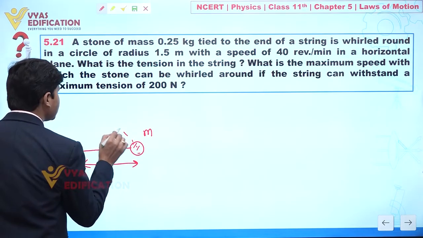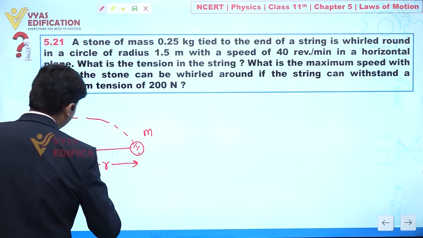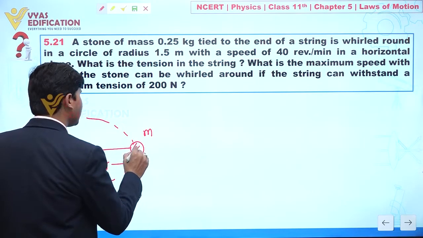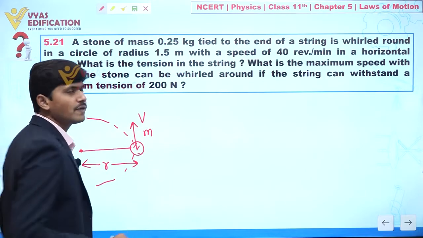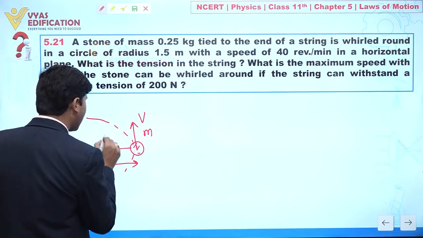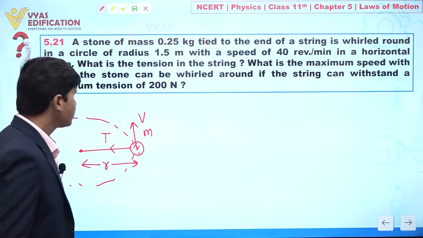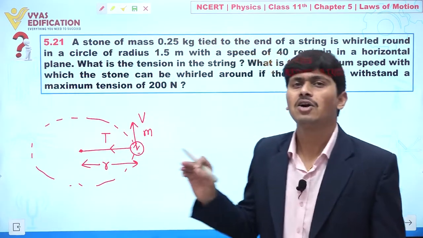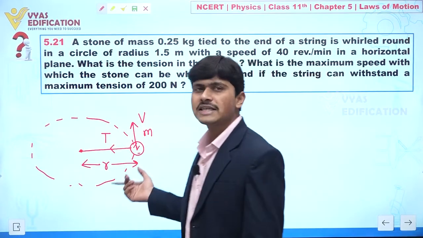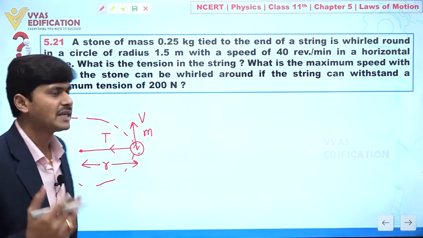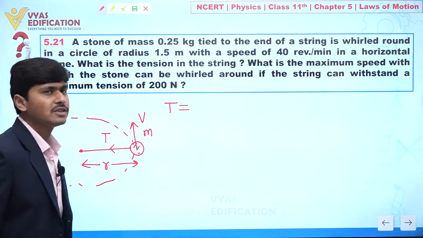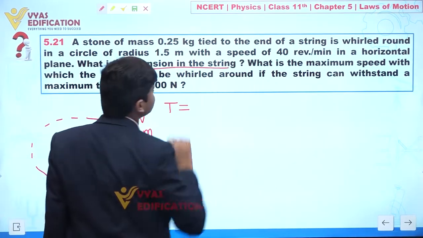Now let's suppose this is moving in a horizontal circle like this. When this stone is moving in a horizontal circle, definitely we can say in this string we have tension T, clear. This tension is acting towards the center along the radius, so this tension T is providing the necessary centripetal force. Our objective in this question is to calculate what is the tension in the string, clear.